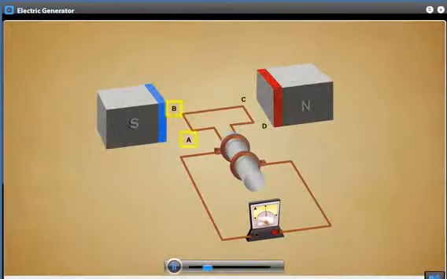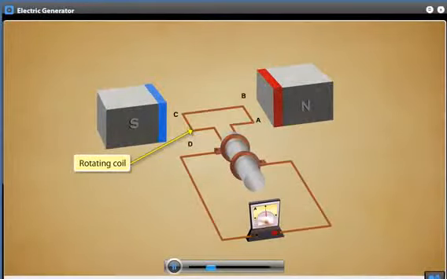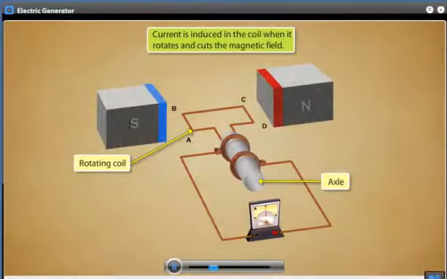The coil ABCD, usually made of copper, is placed between the 2 poles of the permanent magnet. It is rotated inside the magnetic field mechanically by rotating the axle externally. This induces a current in the coil.